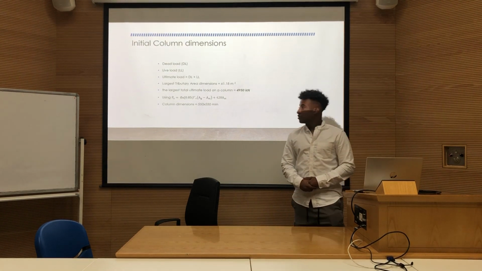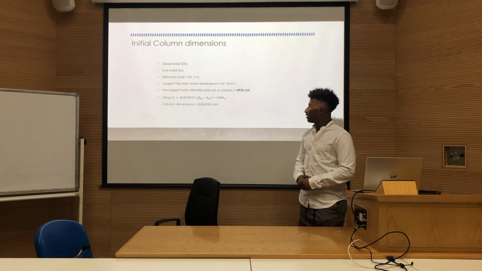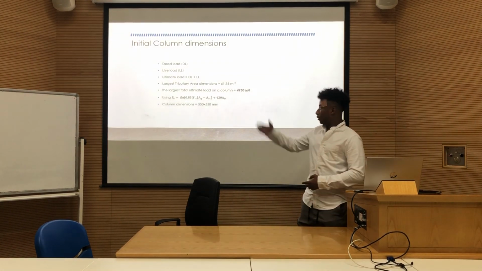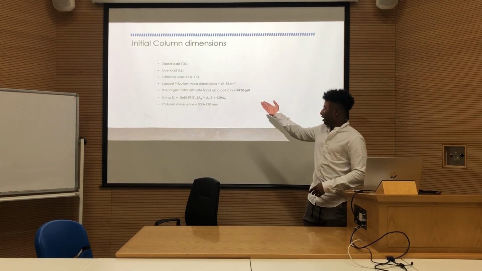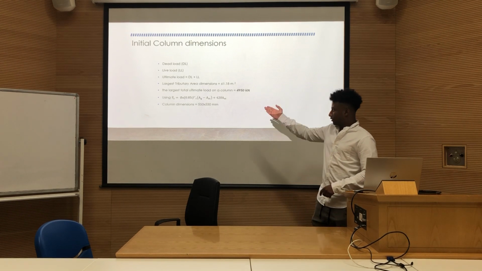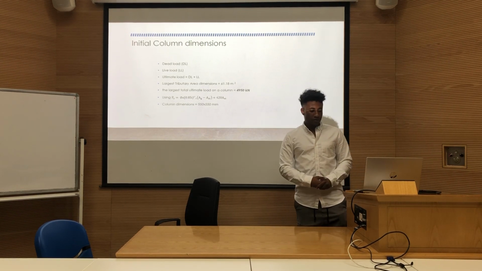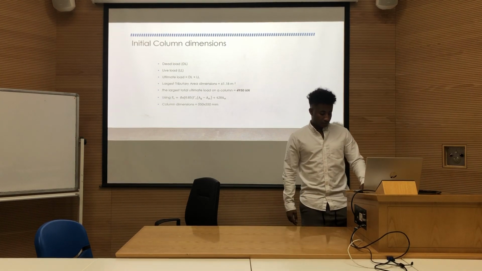The initial column dimensions can be found by the dead load, multiplied the slab thickness by the unit weight of concrete, plus superimposed dead load. The live load was given. The ultimate load as shown is the sum of both loads. The largest area and the largest load are found, and the values are shown here. By using the formula shown, we can find the column dimensions, which are 550 by 550 millimeters, assuming that the column is a square section.